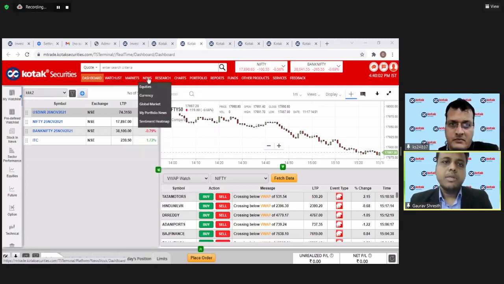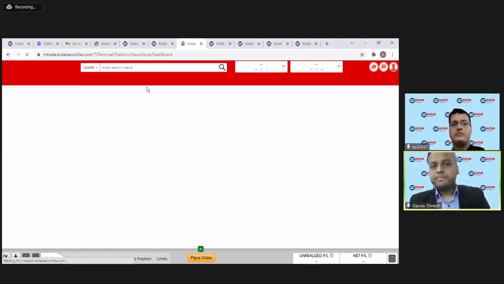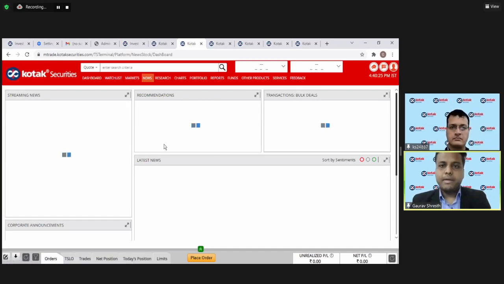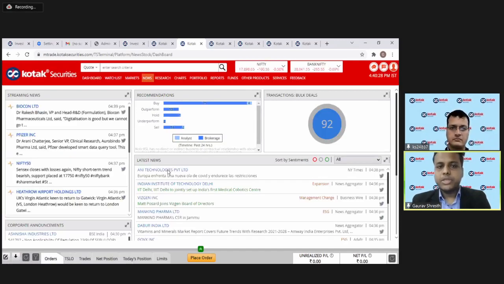Now coming to the news section, it's a very interesting feature which is in the platform. In news, you can get the entire stream of live news in one page. Let's suppose you want to get the entire live news stream of an equity, you just have to go to news, click on the equity section, and this page will open up. It will have three main subsections. One will be the latest news, another will be the streaming news on the left hand at the top side, and at the bottom left you will have the corporate announcements.